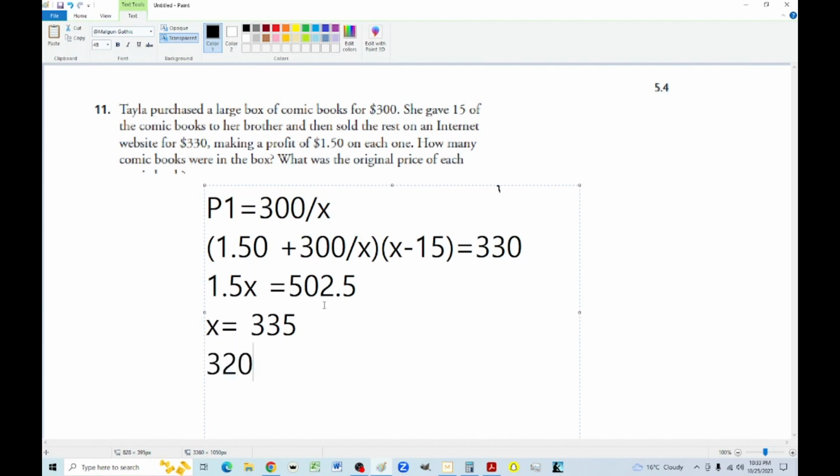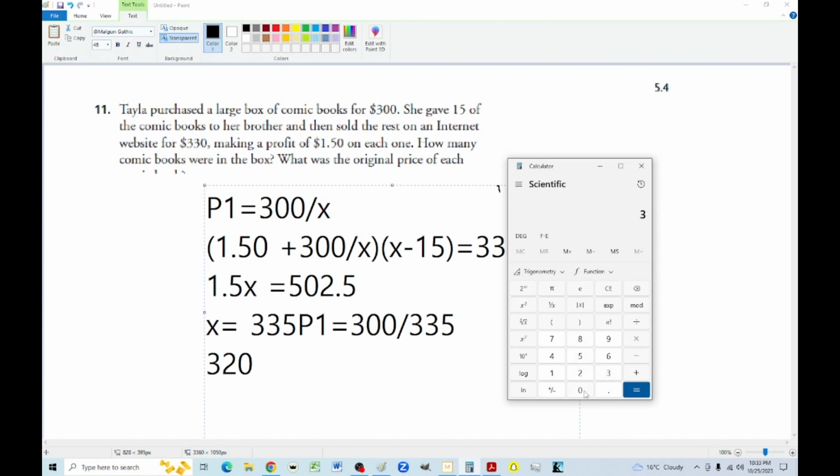And if 335 times price 1 is equal to 300, we can figure out price 1. Price 1 is 300 divided by 335. Let's see if this is true. So he bought them all for 89.5 cents.